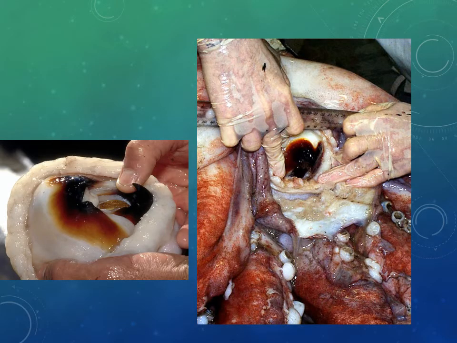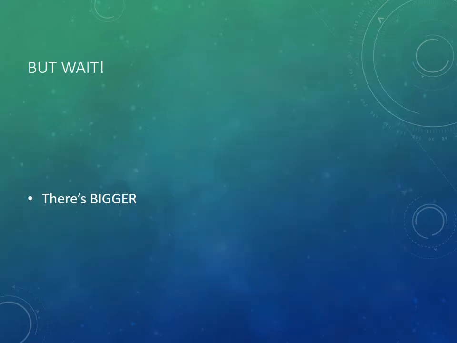And here's the beak of a giant squid, and you can see how big that sucker is compared to a person's hand. That's a huge beak, man. They don't just rip you to pieces. And so when you think giant squid, you're like, okay, that's the big daddy of them all.